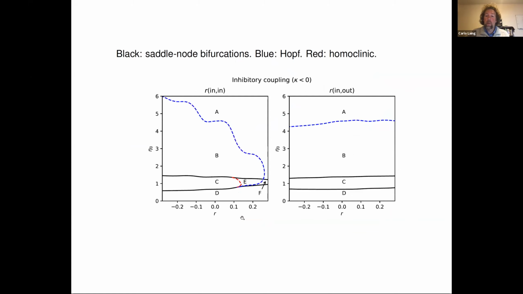And again, we can treat our assortativity as a bifurcation parameter and continue these bifurcations. Here on the left, we've got the most complicated situation. We've got saddle node bifurcations, black, blue are Hopfs, and then homoclinic is the red curve here, and we've got various codimension 2 bifurcations. The one on the right, the curves do move a little bit, but not much.